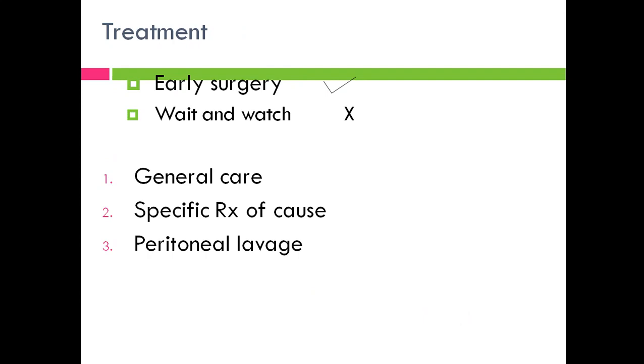So treatment is usually whether you go for early surgery or wait and watch. It depends on the cause of peritonitis. The most important thing is, because of the enormous amount of third space fluid loss, correction of hypovolemia. Maintain an adequate urine output. So general care and specific treatment of the cause, with peritoneal lavage if you are opening the abdomen.